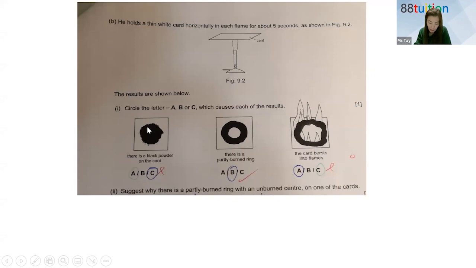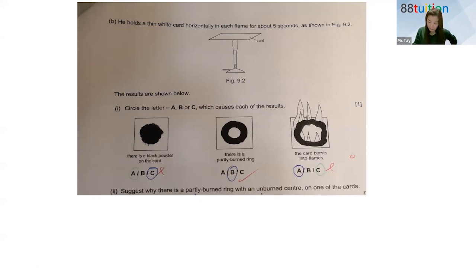For this particular one, why is it so black? Because this is incomplete combustion. The yellow flame is due to incomplete combustion. It burns with a lot of soot. So it is actually the deposit of the soot on the paper. Clear? Not that it burned up. No, it didn't. But it left behind a lot of carbon, which is soot, S-O-O-T, on the paper.